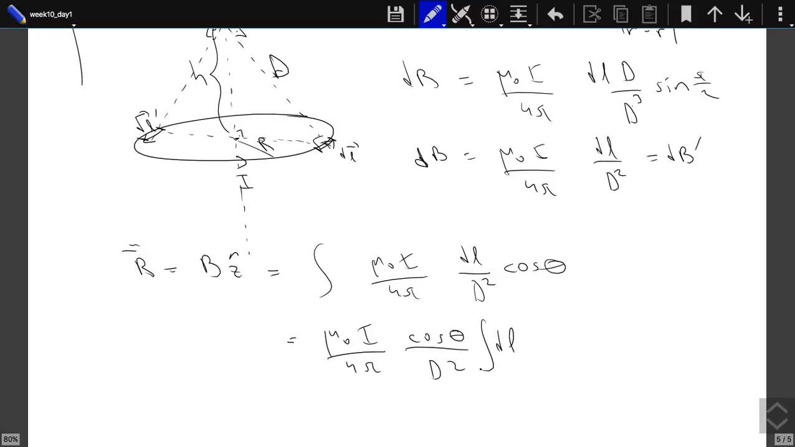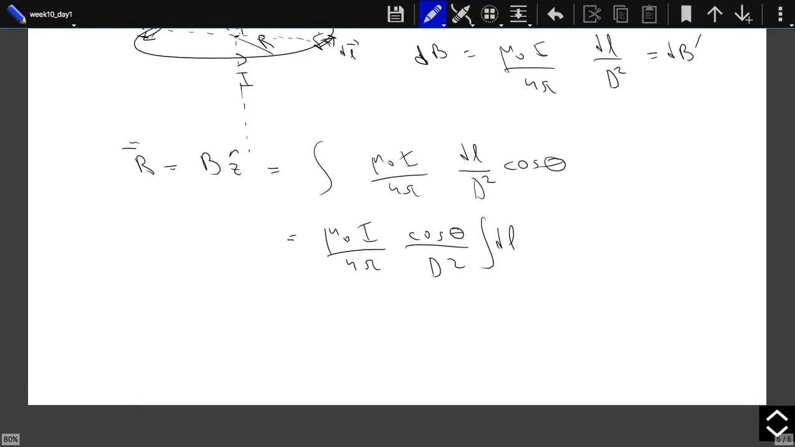Times the integral of dl. But dl is nothing but the length of those small segments, and when I sum them up, I get the total circumference of my ring. So this becomes mu 0 I over 4 pi, cosine theta over d squared, times 2 pi r.